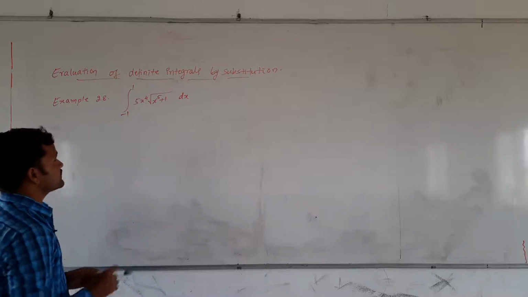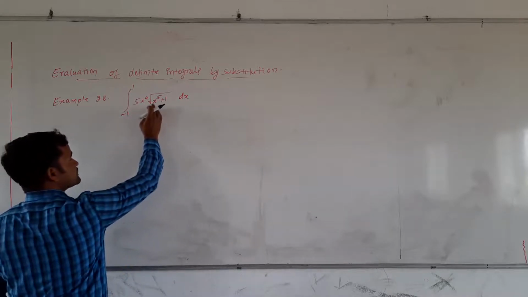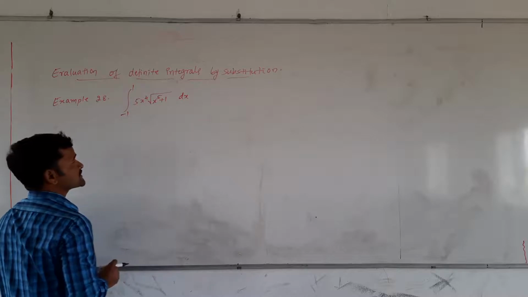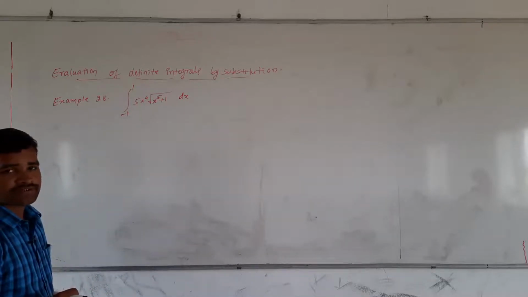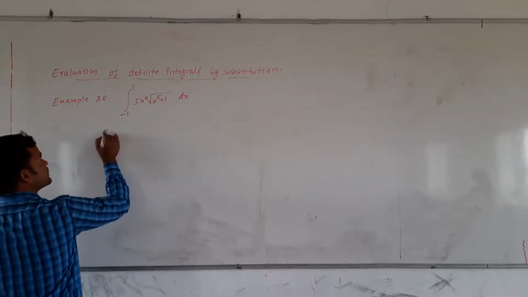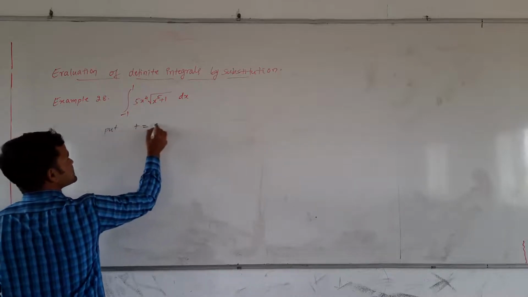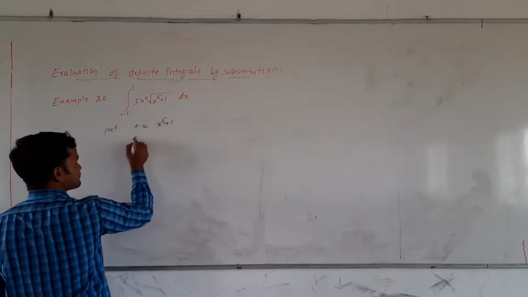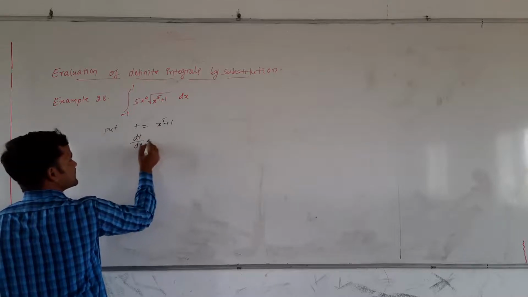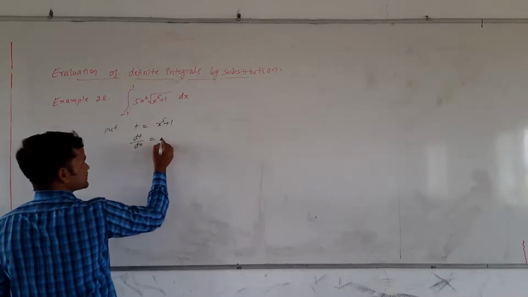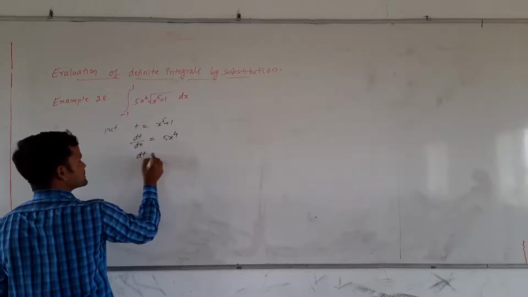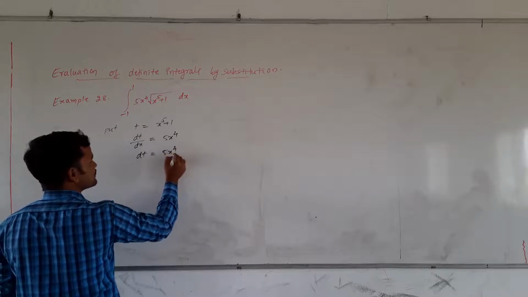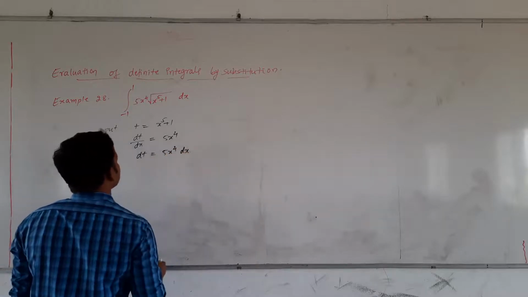Okay, if I substitute t is equal to x raised to 5 plus 1, will it give me 5 into x raised to 4 or not? Yes. Let us substitute t is equal to x raised to 5 plus 1. Then dt by dx, differentiating the function with respect to x, we have 5 into x raised to 4. That is nothing but dt is equal to 5 into x raised to 4 into dx.